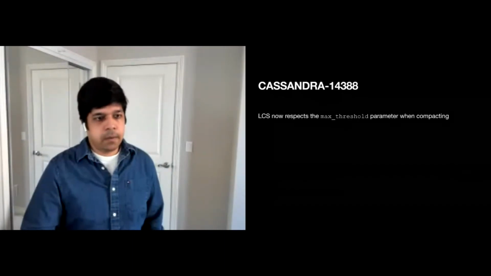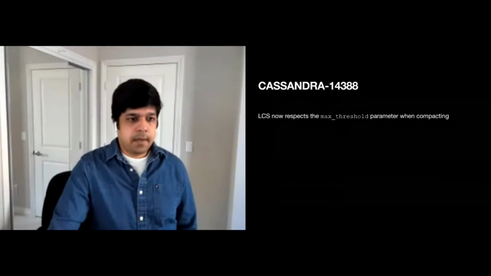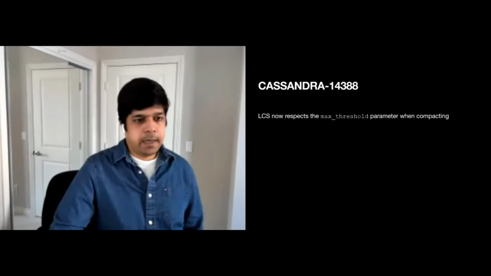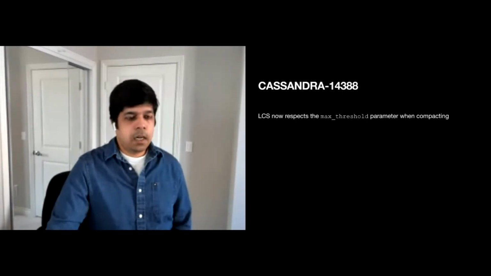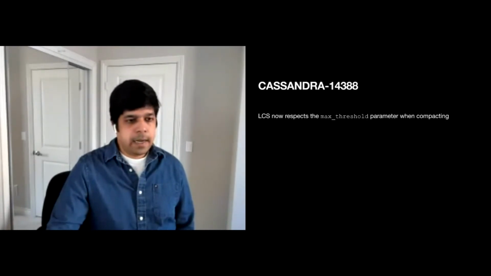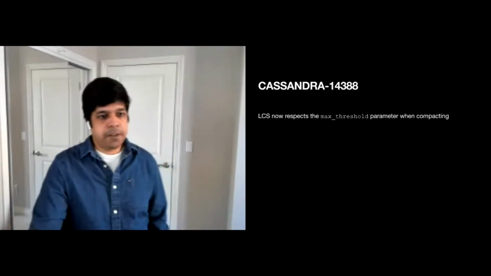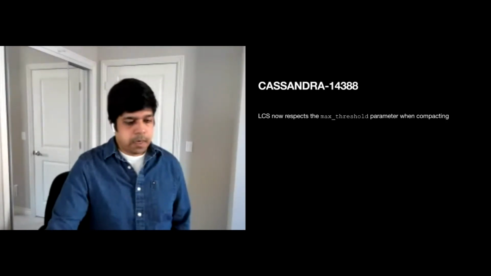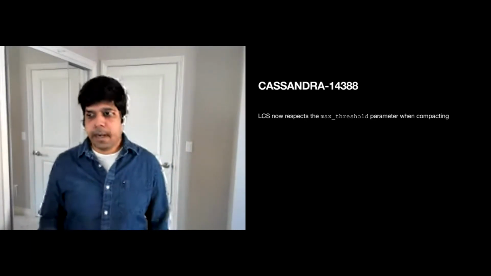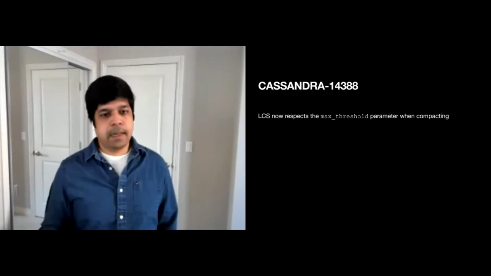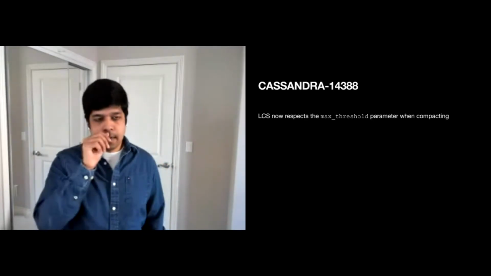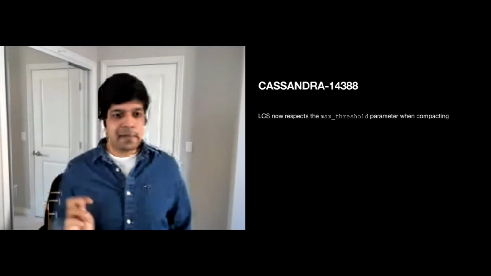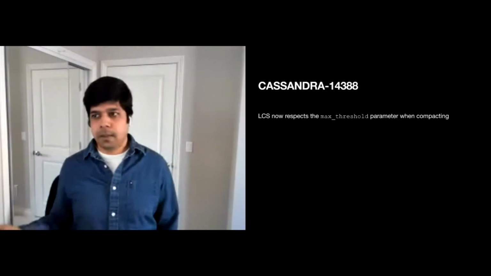All right, CASSANDRA-14388. This is another change related to compaction. It is kind of a feature, exposing certain settings to the operator. Basically, LCS, the leveled compaction strategy, respects the max threshold parameter when compacting. Earlier, this max threshold parameter only applied to STCS, as I understand, and internally in Cassandra's code base, the threshold for LCS was hard coded to 32.